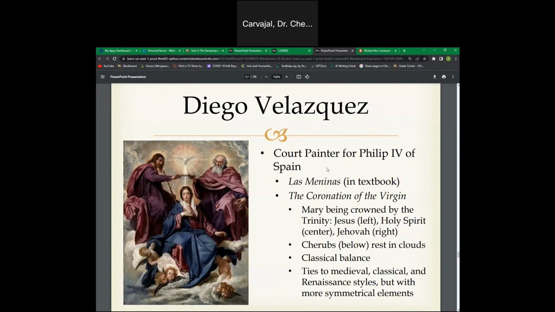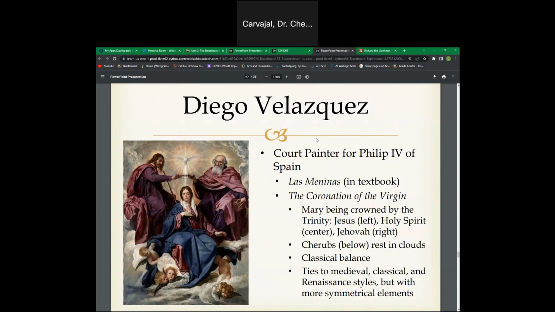He painted himself. But Diego, I mean, he made a fortune, really, painting for the royals in Spain. And he also painted for the church. He was, again, devoutly Catholic. And this is one of his paintings of the coronation of the Virgin. That's Mary, the Virgin Mary.